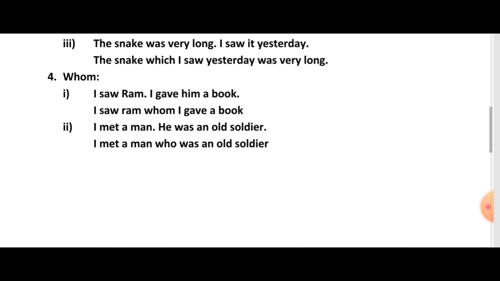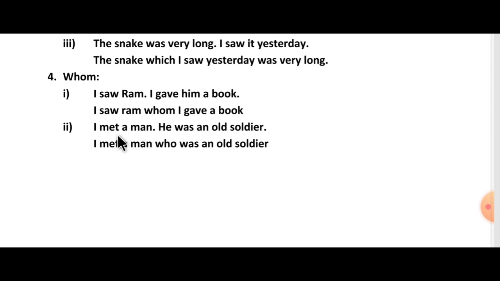Let us see whom. I saw Ram. I gave him a book. Here the related words are Ram and him. You have to remove him and add whom, and at the same time make the second sentence a clause. The clause is whom I gave a book. So add this entire clause after Ram. The answer is: I saw Ram whom I gave a book.